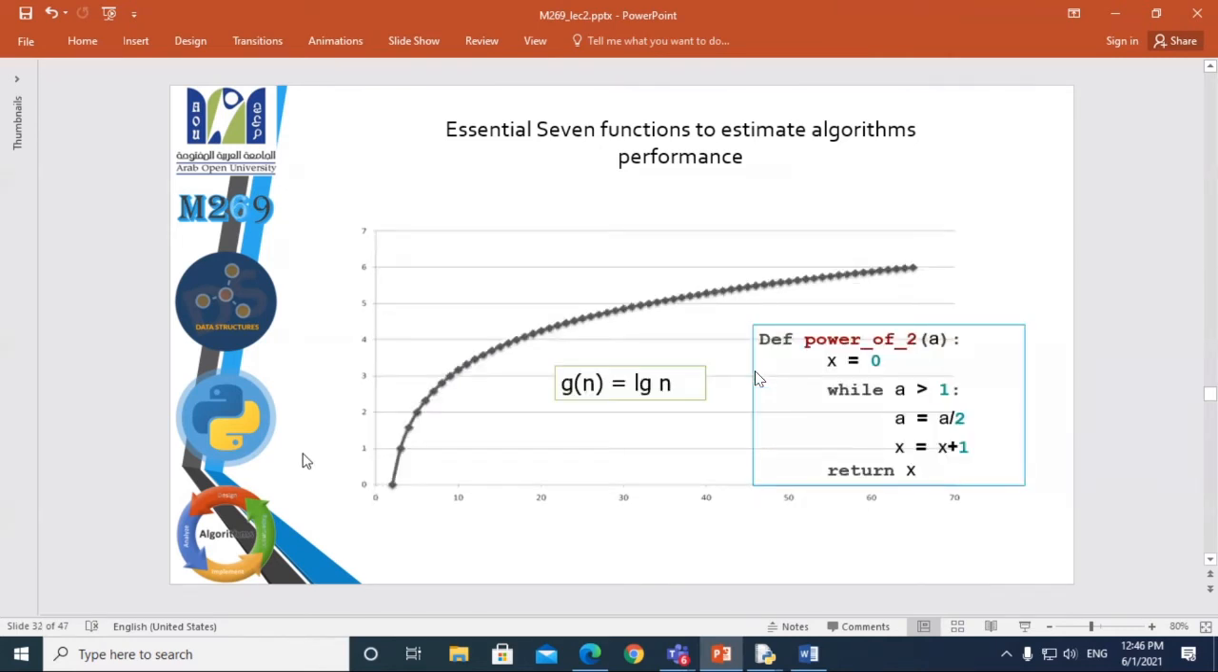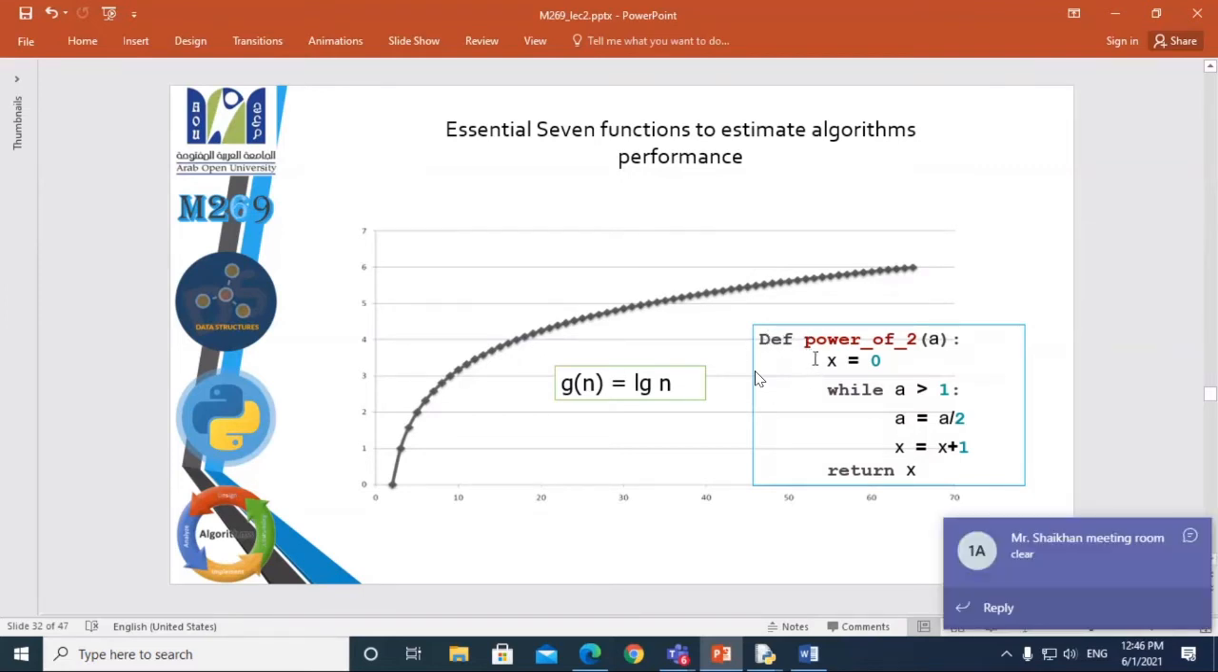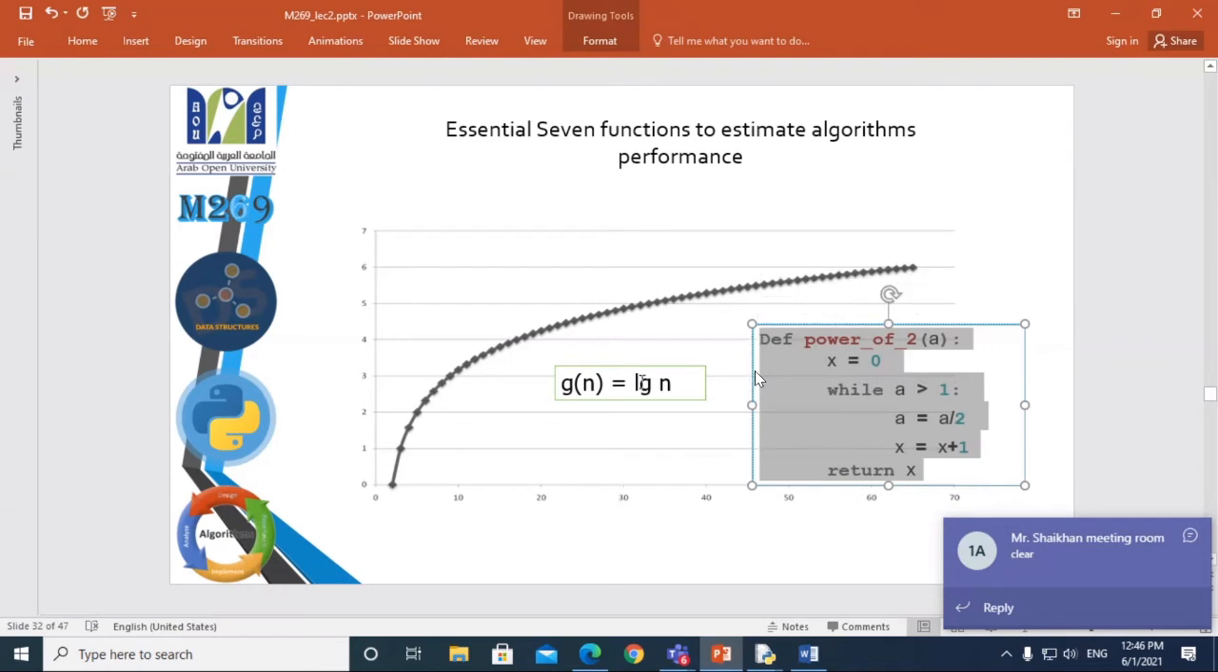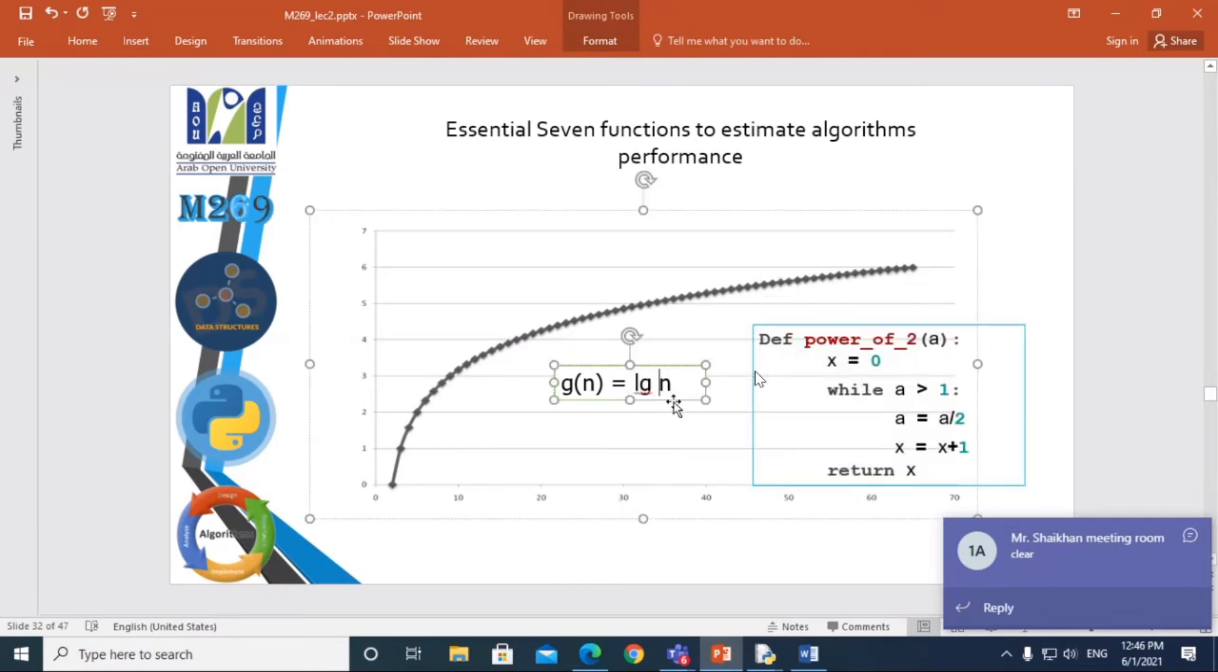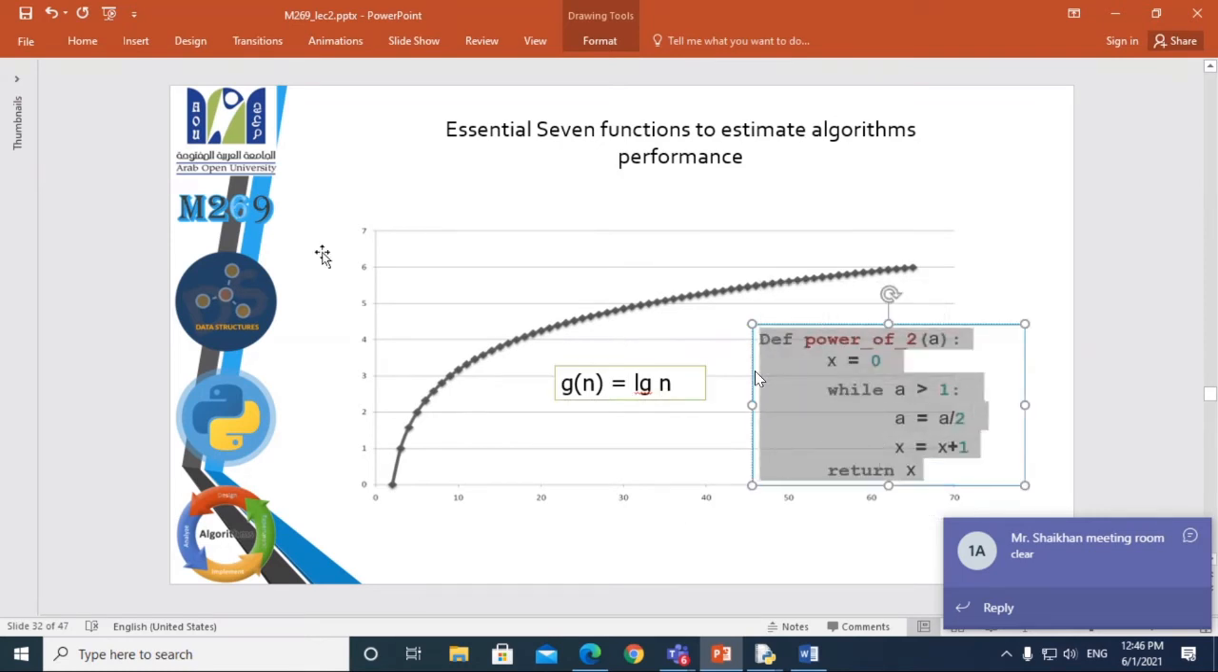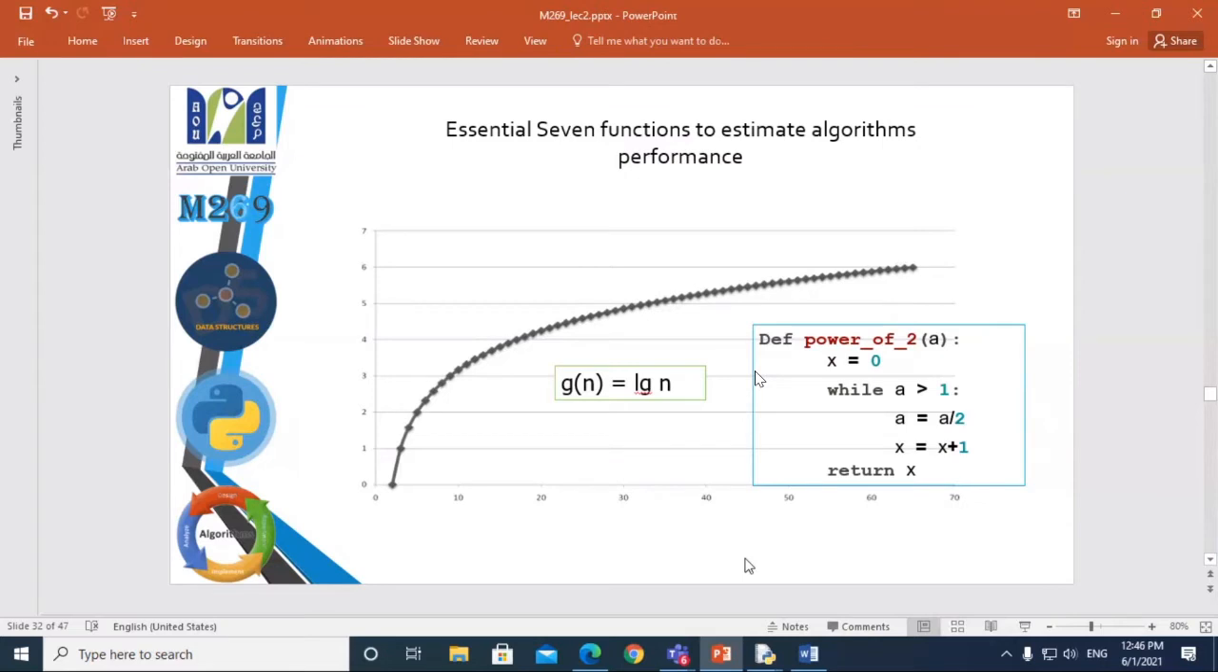Now, can you tell me how many times that code will be executed? The answer here is log n. But can you think why it is log n? Think about it. Don't rush. It depends on the condition. Focus on it.